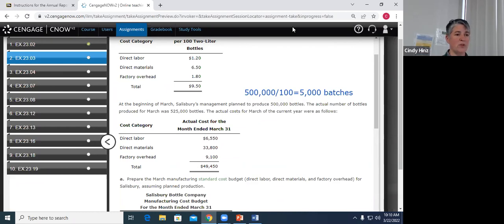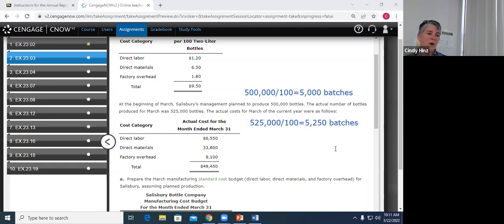And so rather than producing the 5,000 batches of 100 bottles that we expected to produce, we actually produced 5,250 batches. And so I want you to take just a moment and redo the budget based on our actual level of production.